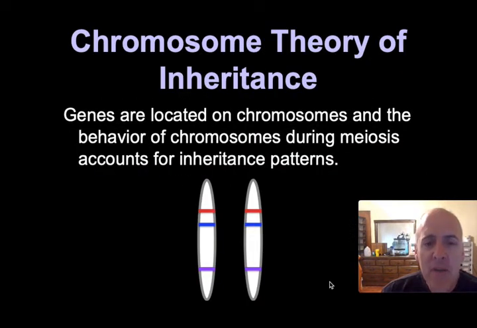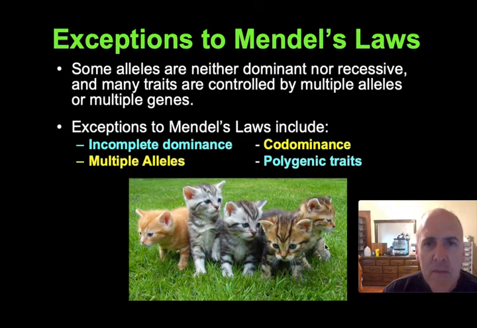Okay, so Mendel didn't know anything about this, but the chromosome theory of inheritance: genes are located on chromosomes, and the behavior of the chromosomes during meiosis accounts for the inheritance patterns. But there are many exceptions to Mendel's laws. Some alleles are neither dominant nor recessive. Many traits are controlled by multiple alleles or multiple genes. So here are the four exceptions we're going to talk about: incomplete dominance, multiple alleles, codominance, and polygenic traits, and we'll talk about those individually.